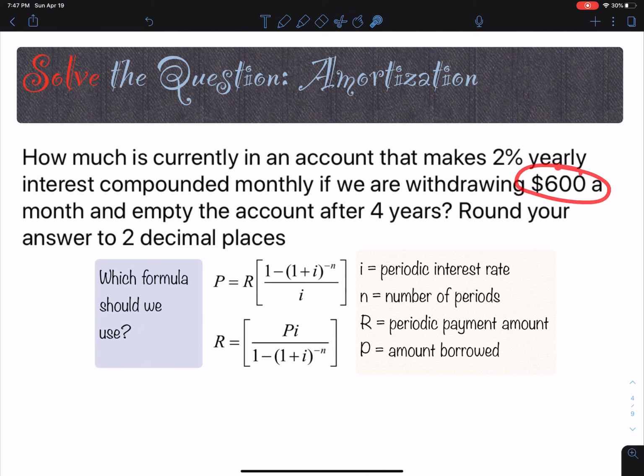Plus this $600 right here, what does it say about that? It says we are withdrawing $600 a month. So if it's happening every month, that means it's periodic. That means it's R, the periodic payment, or withdrawal in this case. Okay, so it looks like we're going to use that formula. We're going to try to find P.